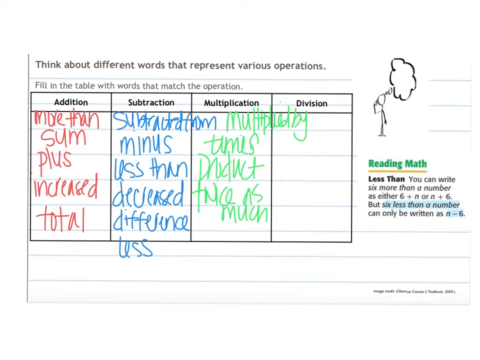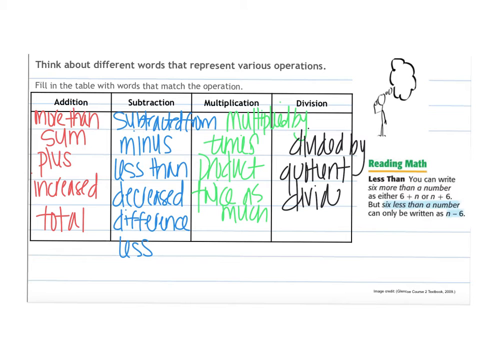And then lastly, for division, it could just say something divided by something else. It could say the quotient of something and something else. The quotient is the answer to a division problem. It could just simply say divide this by this, or half also would mean divided by 2.